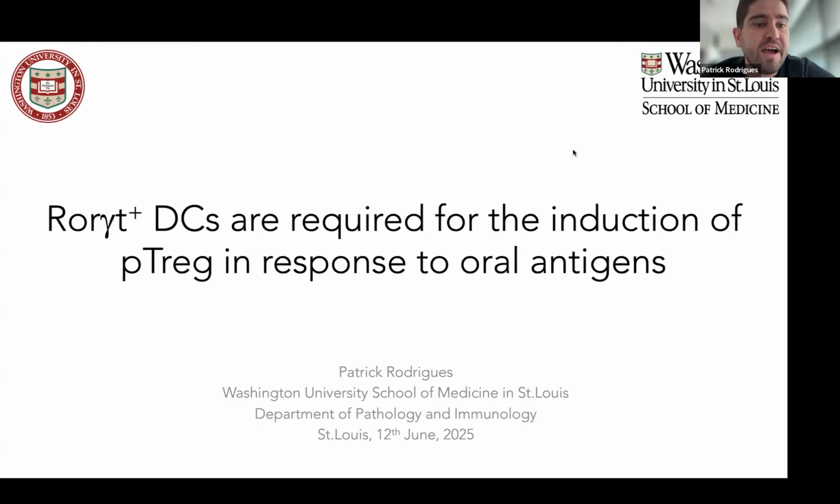Today, I would like to talk about our work on Rorgt DCs and their role in inducing peripheral Tregs in response to oral antigens. But before digging into the data, I would like to give you just a brief introduction on what exactly dendritic cells are.